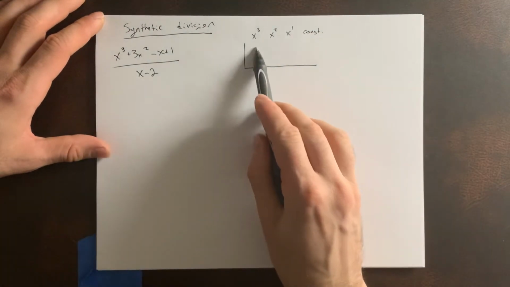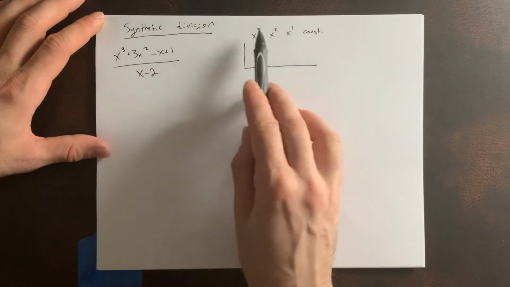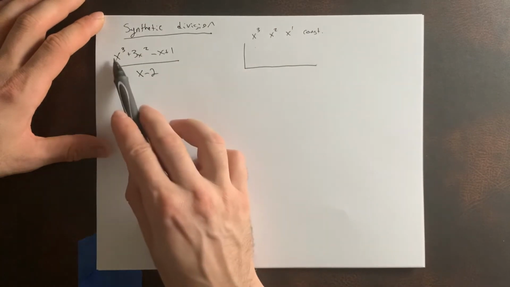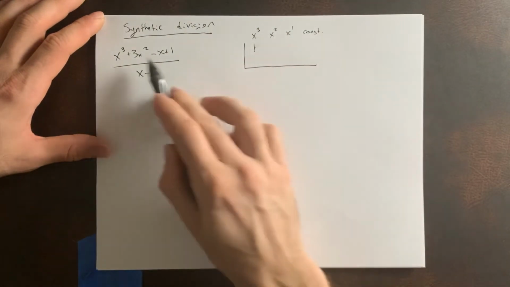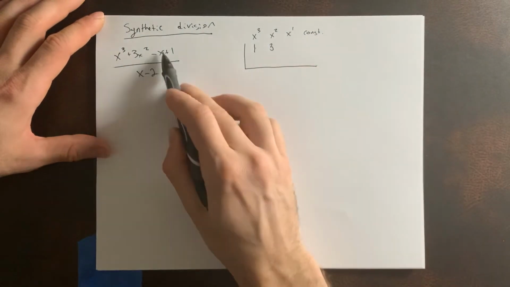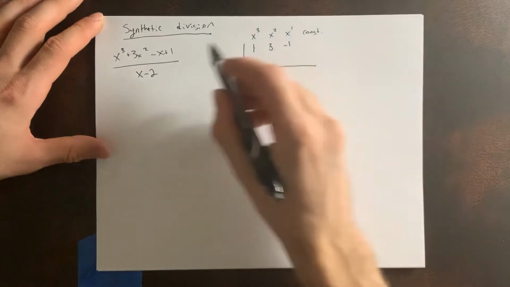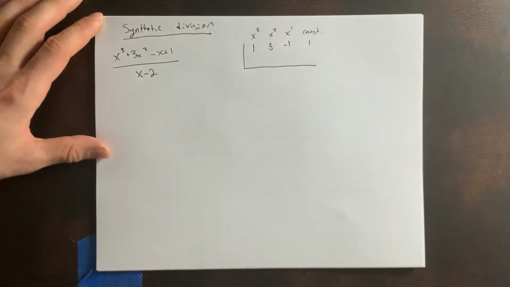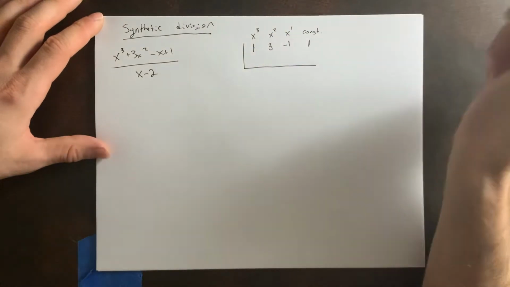And then the numbers we're going to put in each of these columns is just the numbers in front of these variables in the equation. So for example, in front of the x to the 3, there's just a 1. So we're going to put a 1 here. In front of the x squared, that's a 3, so we're going to put a 3 here. In front of our x to the 1, that's just a minus sign, so we're going to put a minus 1 here. And then our constant term, at the very end, that's just 1. Okay, so as far as the inside of the table goes for now, that's all we need.